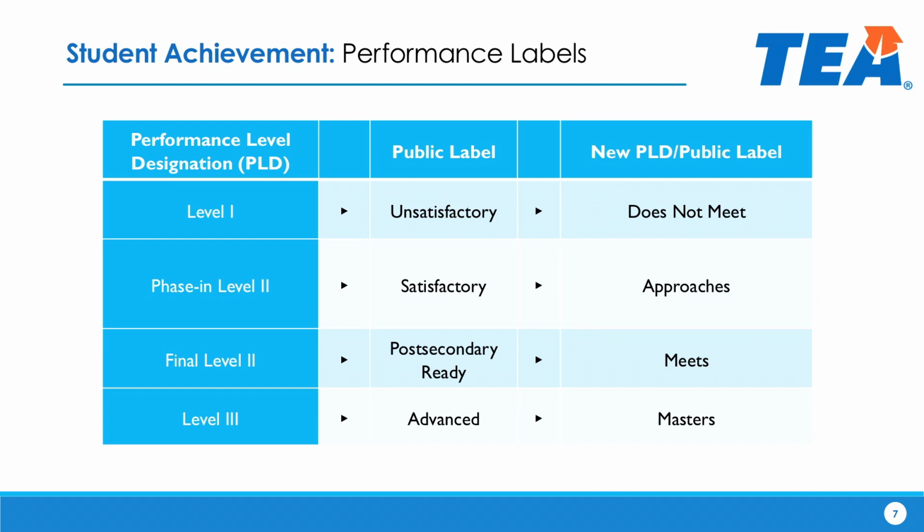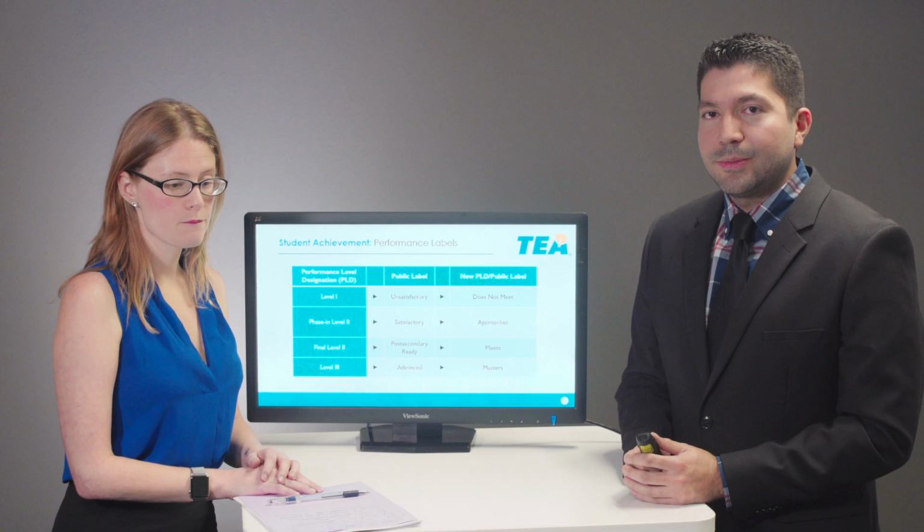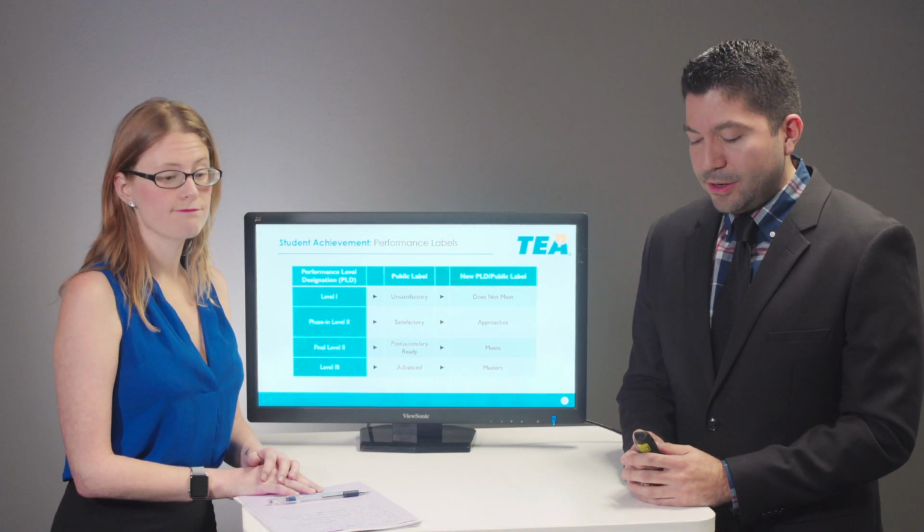So TEA decided to redo the performance labels this year. There are official and public labels, and they're both the same. Those new labels are does not meet, which relates to unsatisfactory or level 1 performance. Approaches grade level performance is satisfactory. I know it sounds a little different. Approaches means passing, but that is the case. Approaches is satisfactory performance. Meets relates to post-secondary readiness or final level 2 performance. And masters is basically level 3 or advanced performance on STAR.